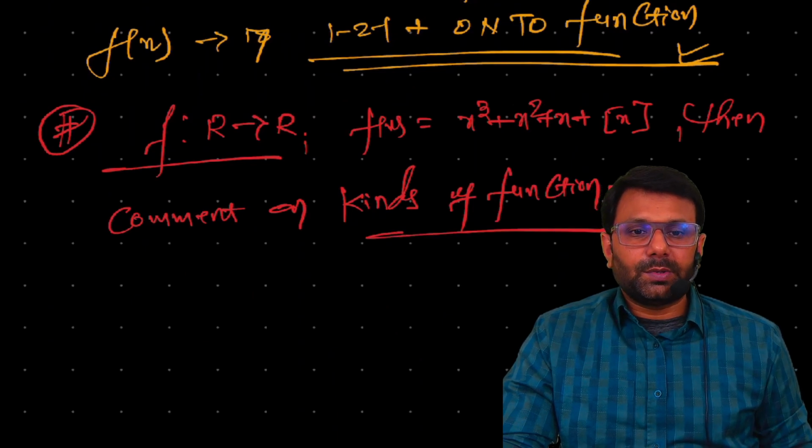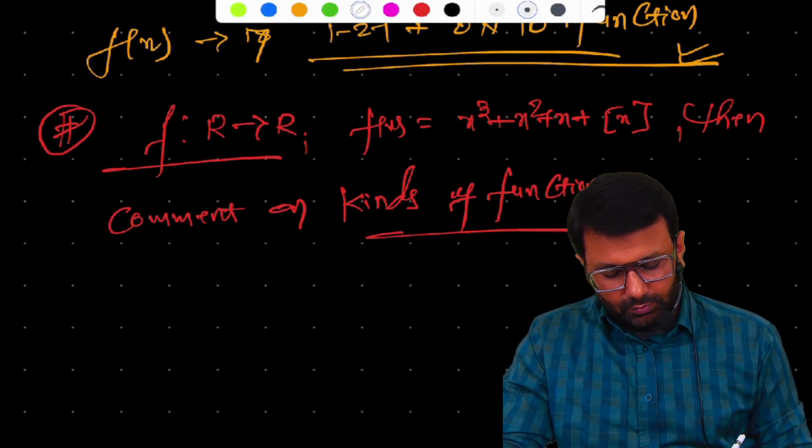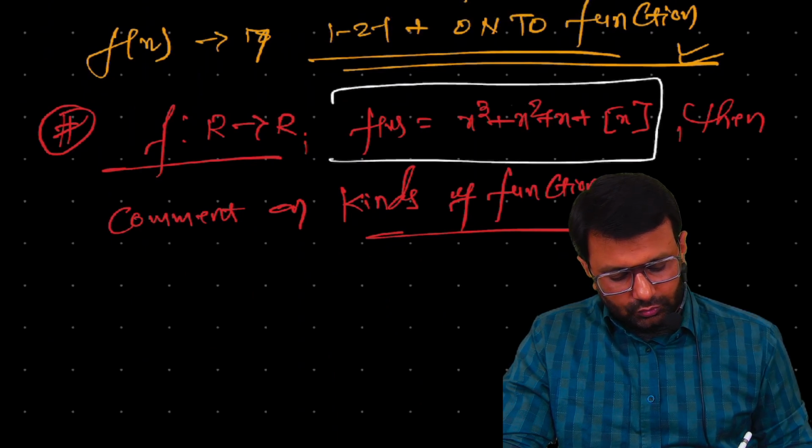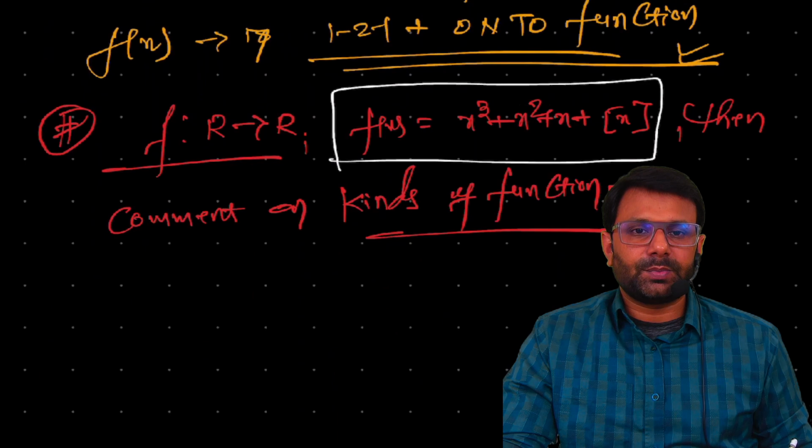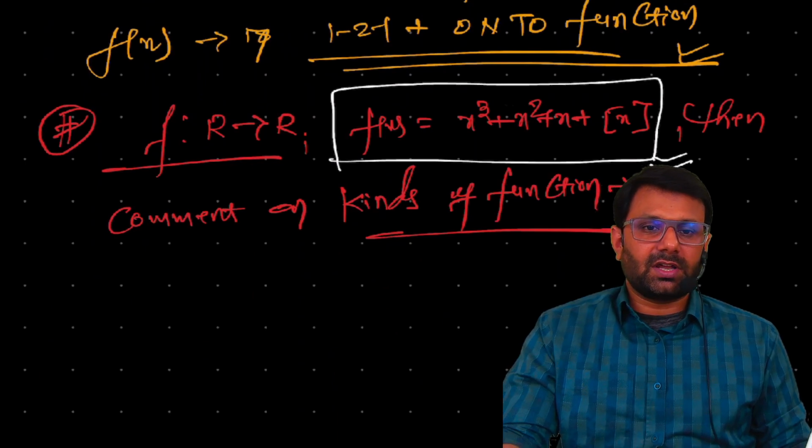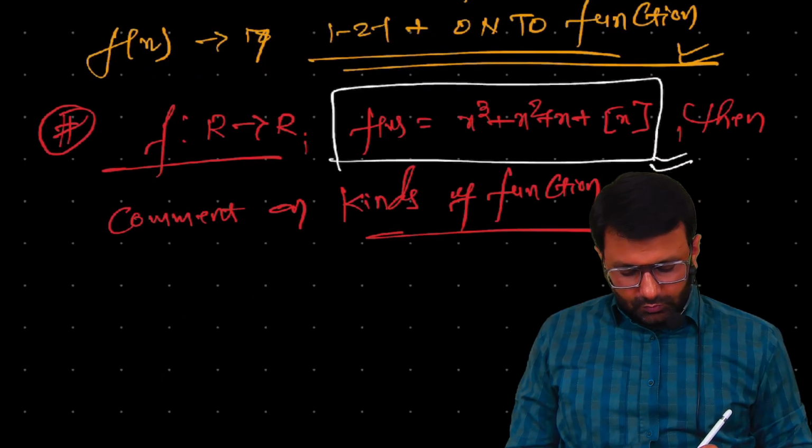So the question is visible, no? This is the question. This is the homework question. f(x) is equal to x cube plus x square plus x plus [x]. This question I am giving you as homework.